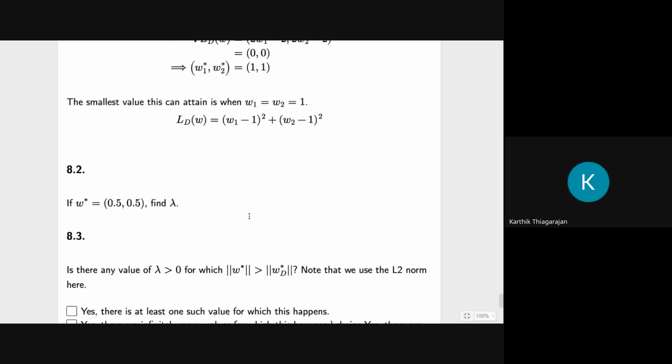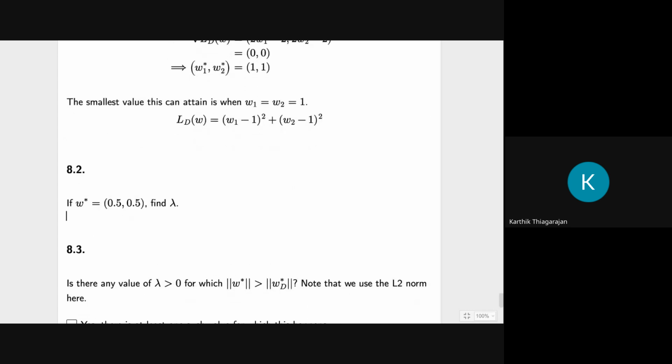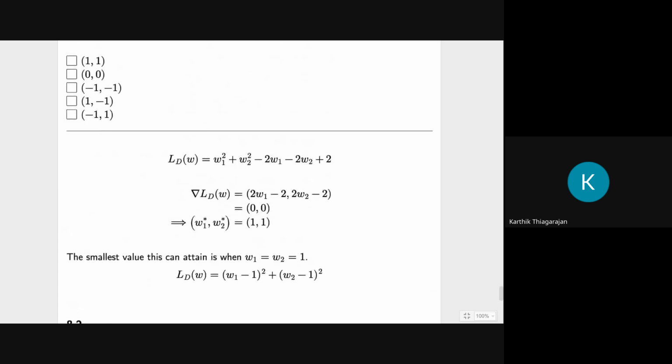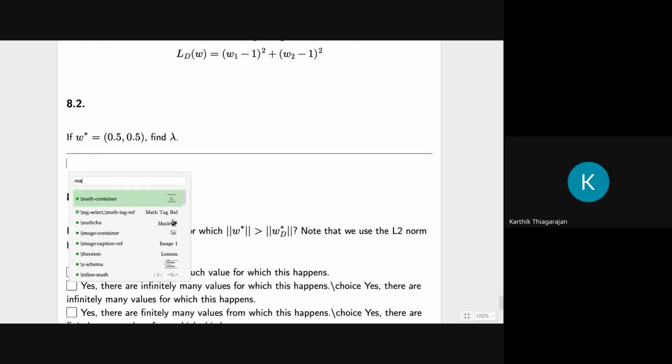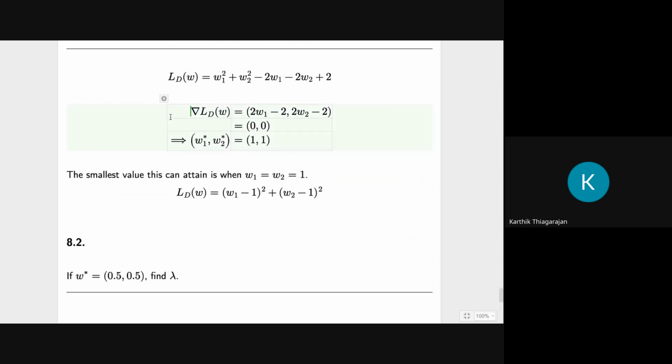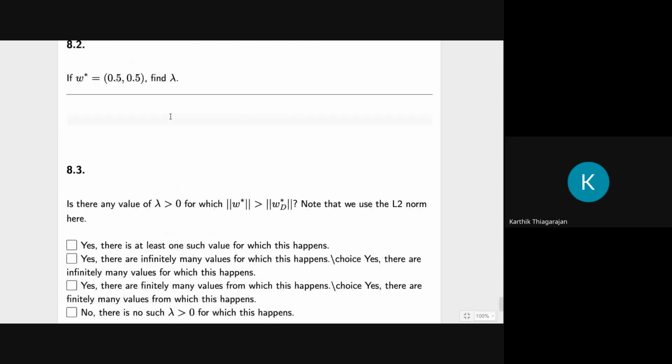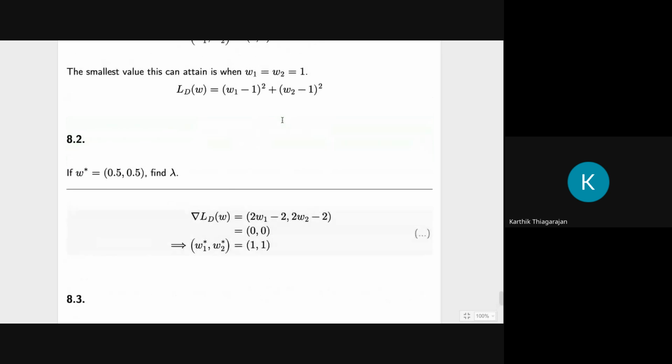Now with the regularization, so what will this be? We can do the same thing. You'll have an extra W, so lambda W. What will you get extra here?